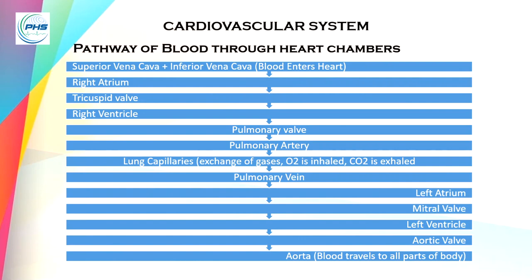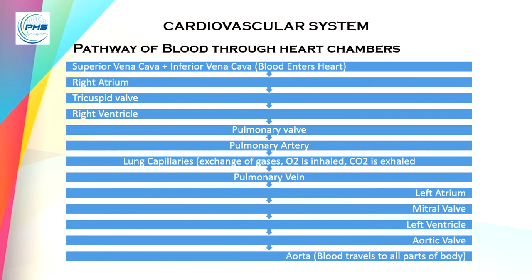The pulmonary artery then branches into left and right lungs carrying deoxygenated blood. The blood enters the lung capillaries, then loses carbon dioxide into the lung tissues, and carbon dioxide is expelled and oxygen is absorbed. The oxygenated blood is returned to the heart via the pulmonary vein to the left atrium.